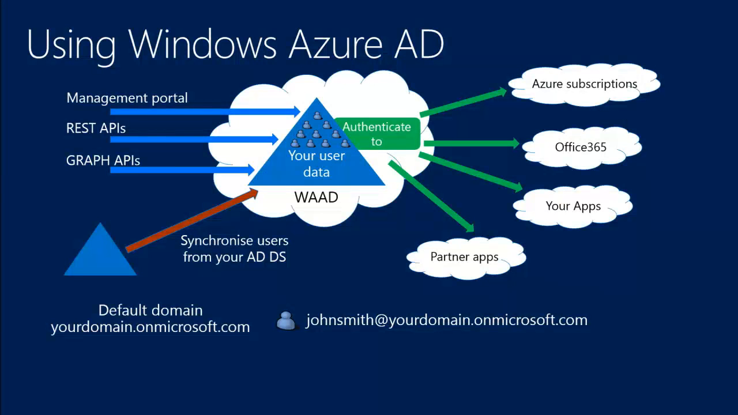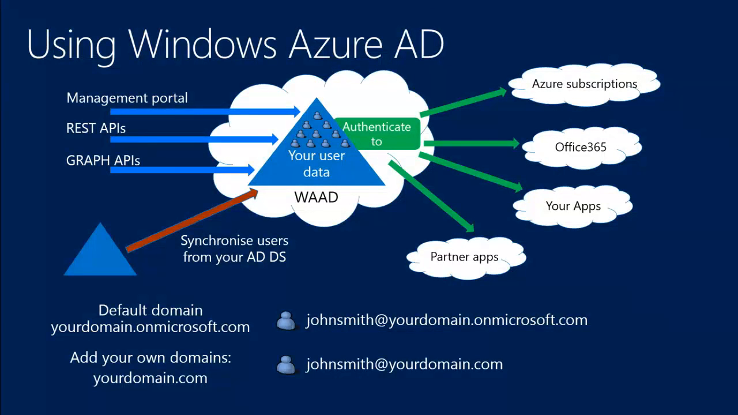When you create yourself an instance of the Windows Azure Active Directory, you get John Smith at yourdomain.onmicrosoft.com. And then you can add your own domains. So you can have John Smith at yourdomain.com. So you can add a number of domains into the directory.